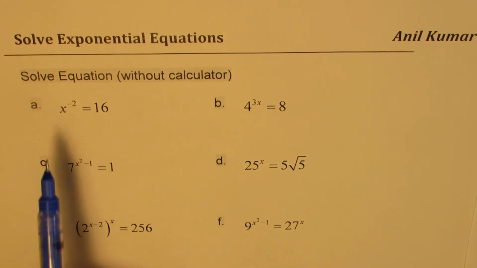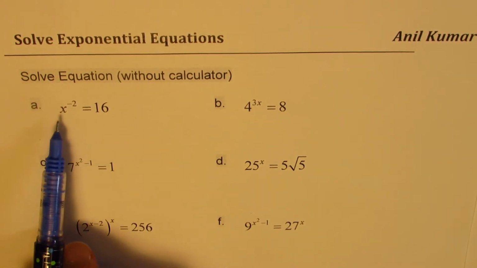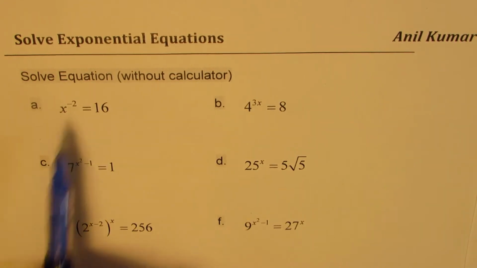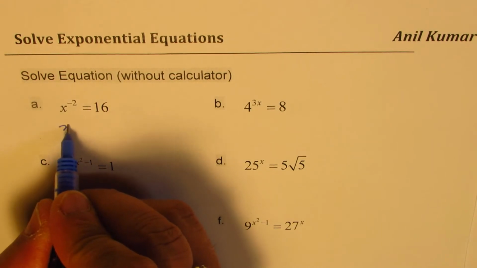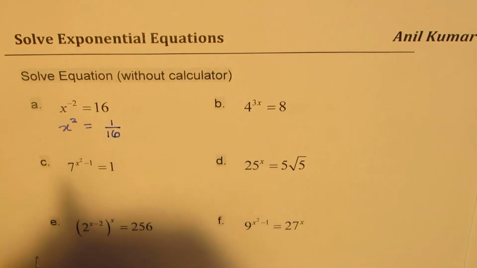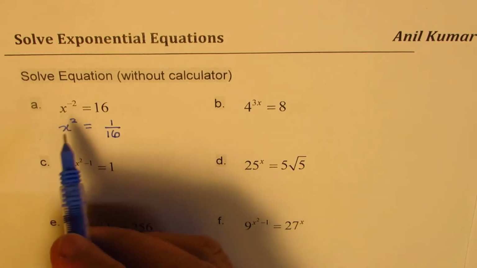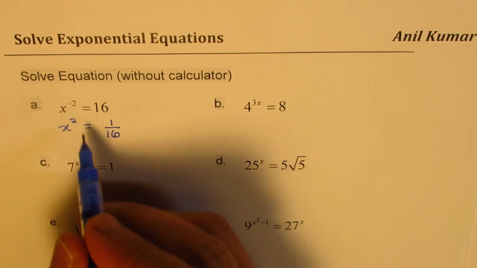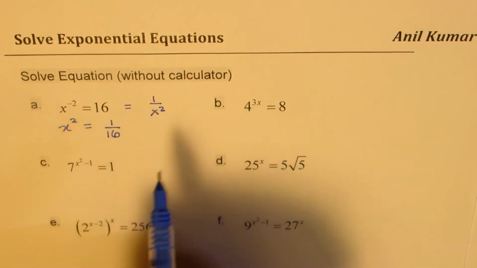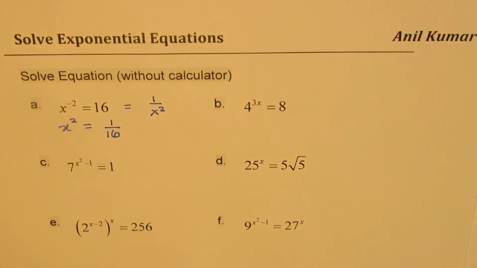The first one here is x to the power of minus 2 equals 16. Now, when we say x to the power of minus 2 equals 16, we could also think of it as x square equals 1 over 16, correct? Minus is like reciprocal, so instead of writing 1 over x square equals 16, we could write x square equals 1 over 16, correct?